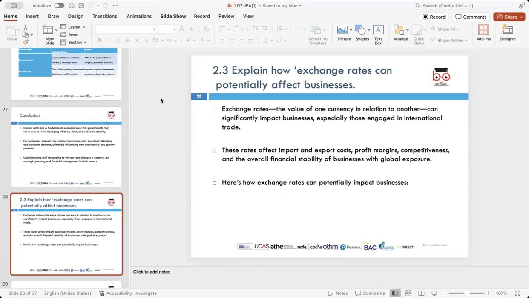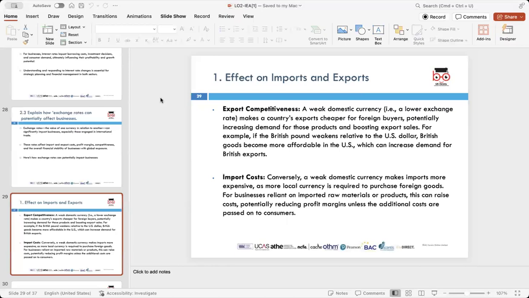Right. Explain how exchange rates can potentially affect businesses. Exchange rate, the value of one currency in relation to another, can significantly impact businesses, especially those engaged in international trade. These rates affect imports and exports, cost, profit margin, competitiveness, and the overall financial stability of businesses with global exposure. So here's how exchange rates can potentially impact businesses: export competitiveness and import cost.